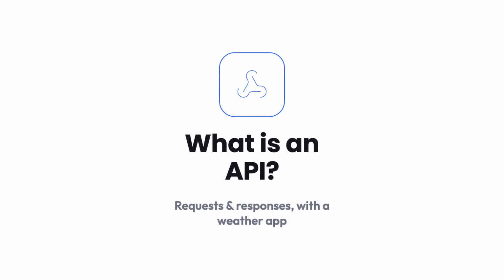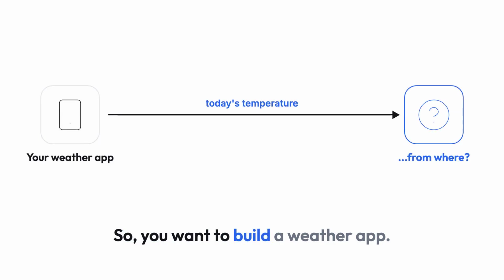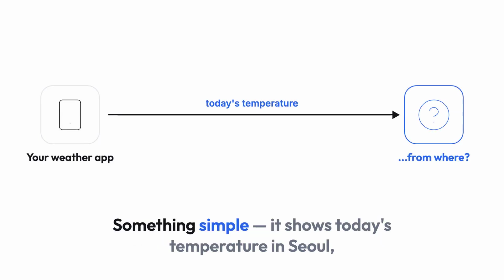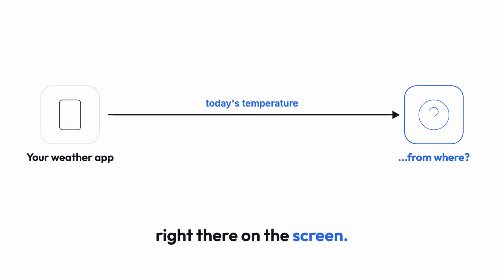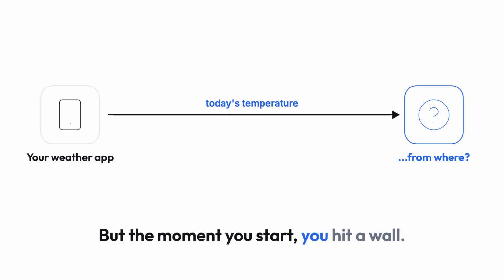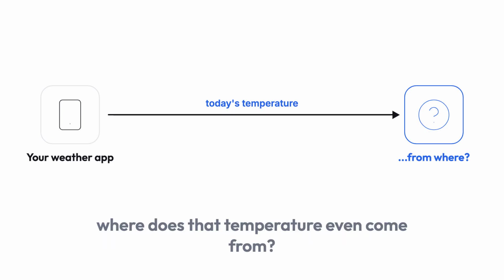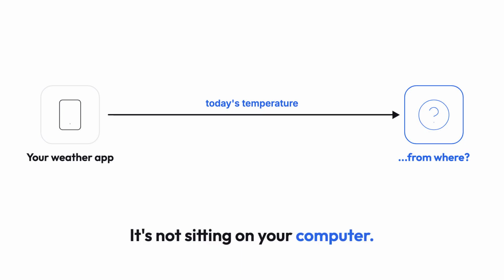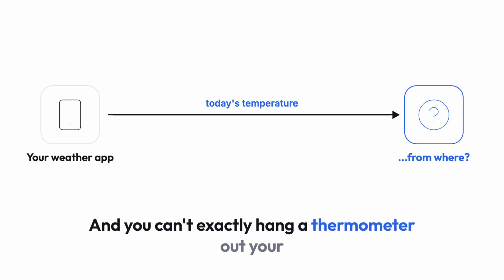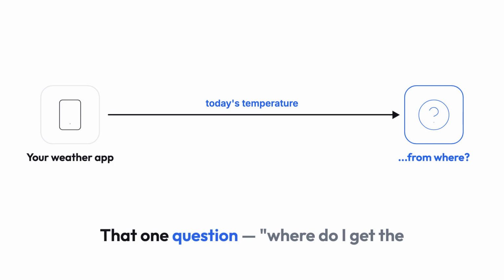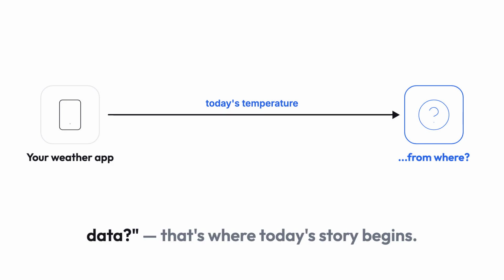Today, let's figure out what an API really is, using a weather app and the simple idea of a request and a response. So, you want to build a weather app. Something simple. It shows today's temperature in Seoul, right there on the screen. But the moment you start, you hit a wall. Wait. Where does that temperature even come from? It's not sitting on your computer, and you can't exactly hang a thermometer out your window. That one question, where do I get the data? That's where today's story begins.